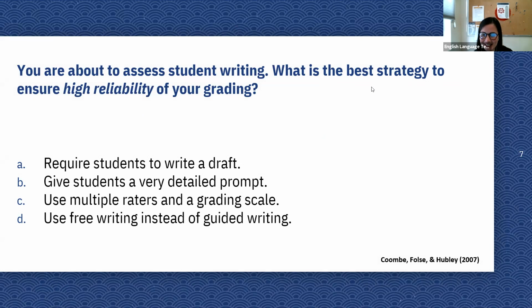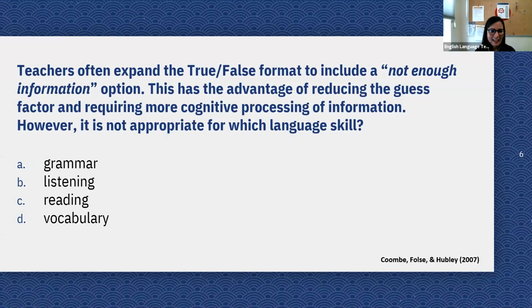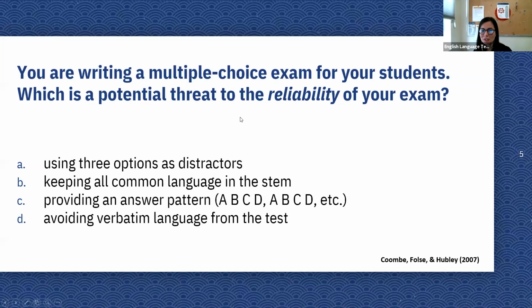All right, so we have some answers in the chat here. All right, so let me go back to the first question. You're writing a multiple choice exam for your students. A potential threat to reliability would be letter. Can anybody share their answer? Oh, this is going to be a good webinar. All right, so it would be letter C, right? Exactly, Luba. Thank you. Providing an answer pattern, A, B, C, D, A, B, C, D, right?